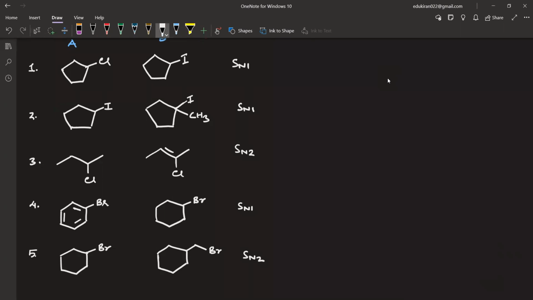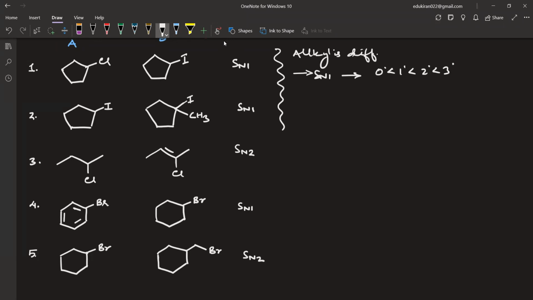So please remember a few things. If you have SN1, then what will you look at? First you will look at what is different. Okay. So if the alkyl is different, and it is given SN1, then the order will be 0 degree least, followed by 1 degree, followed by 2 degree, and followed by 3 degree. Okay. Then if you have SN2 here, then it will be 0 degree fastest, 1 degree, 2 degree, and then 3 degree.